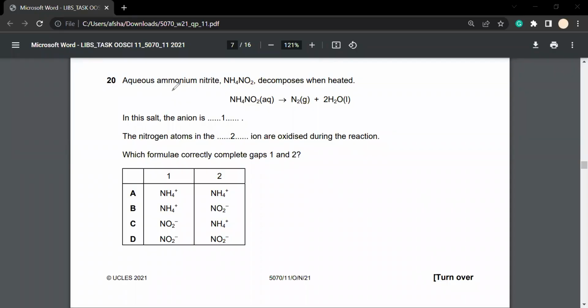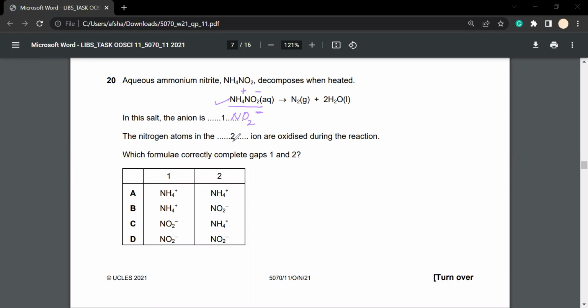Okay, question number 20 says that ammonium nitrate decomposes when heated. This is an equation given for it. In this salt, the anion is, what is an anion? Anions are basically the negatively charged particles. So in this particular salt, we have the anion, which is basically NO3 negative. Why negative? Because we have the ammonium ion, which is positively charged, right? So anion is the negative ion.